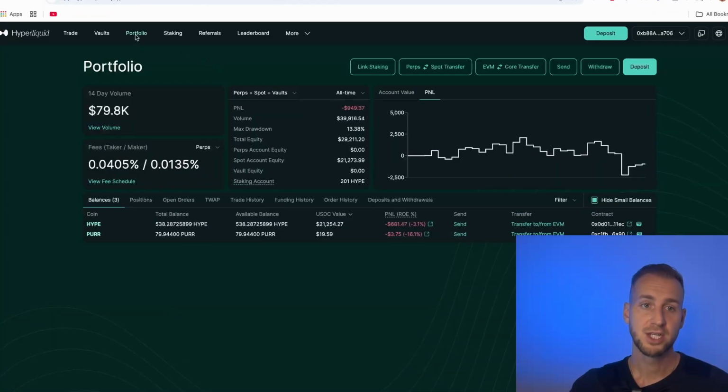Once you have deposited, go to portfolio. You can see your balances. As you can see on screen, I've got some Hype tokens and some PERP. And from here, you can just ensure that you've got your balances, you're good to go with trading, and we can start looking at how to actually trade.